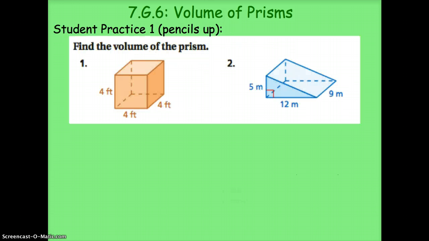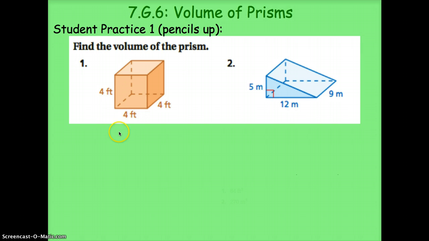Okay, so finally we have our student practice 1, pencils up, which means you are going to be writing these down. Find the volume of the prisms. The first prism we have is a rectangular prism or a cube, so you're going to want to make sure you use your rectangular prism formula. The second prism is a triangular prism. Be very careful with this one. Remember, the height of the prism is the distance from the front triangle to the back one. Go ahead and press pause, press play when you're ready to see your answers.